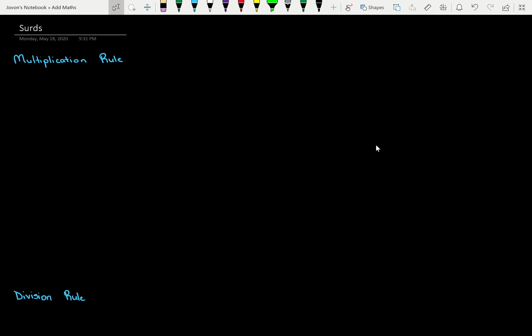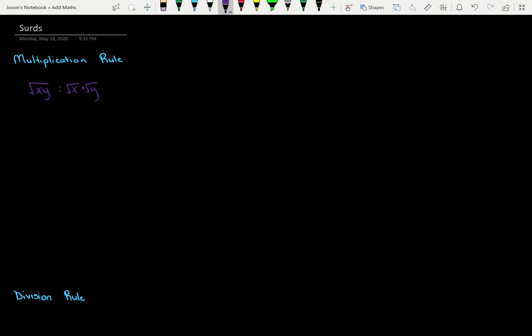A Surd is an irrational number involving a square root. What we need to know is the different rules of surds. So in this topic, we're going to be dealing a lot with square roots. So the multiplication rule of surds is the square root of xy. Let's say we have two numbers x and y. The square root of xy, where both are underneath the bracket, is equal to the square root of x multiplied by the square root of y.